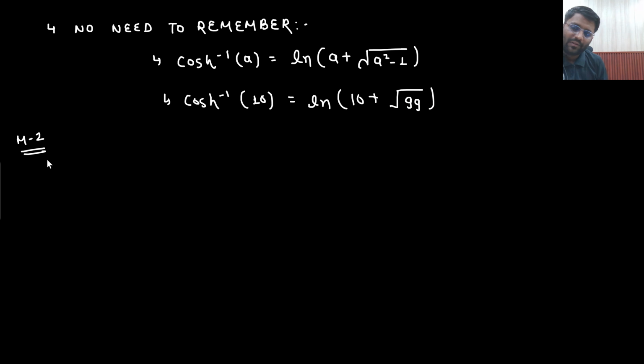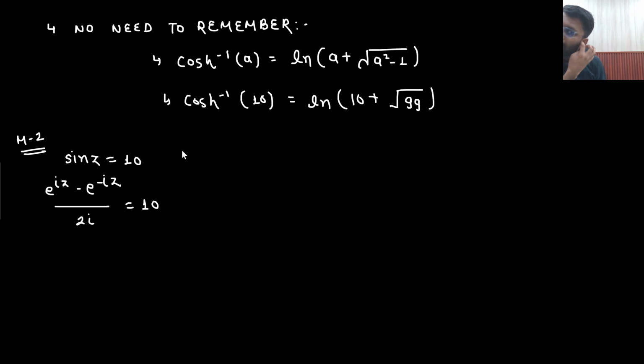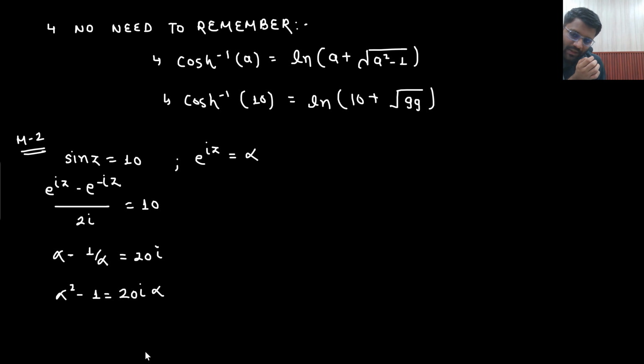Method 2. I will just show you the path; the rest of the calculation will be on you. Sin z equals 10. Whenever I see sin z, what will click to me? E to the power iota z minus e to the power minus iota z, divided by 2 iota, will be equal to 10. I will assume e to the power iota z as alpha. What will e to the power minus iota z become? That will become 1 by alpha, which will be equivalent to 20 iota. So now alpha square minus 1 equals 20 iota alpha.